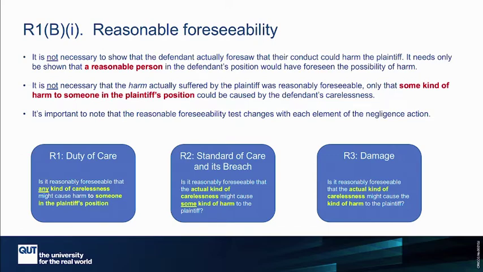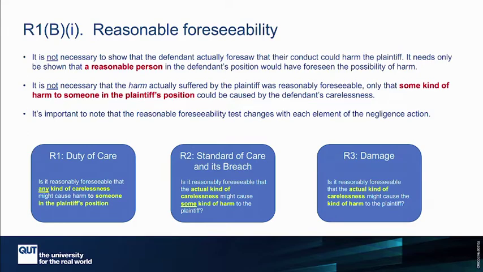Now that's different to when we go to the breach of duty of care, which is requirement number 2. When we get to that one, we're going to talk about the reasonable foreseeability of the actual kind of carelessness. Okay? Could that actual carelessness cause harm? But we use that test in requirement 2. Then in requirement 3, we actually put reasonable foreseeability onto harm. So by requirement 3, we've established that you owe a duty, and we've also established you've breached the duty. Now we have to ask, was it reasonably foreseeable that it might cause this kind of harm?